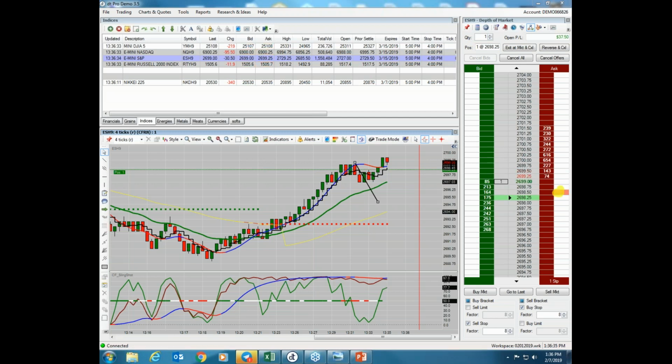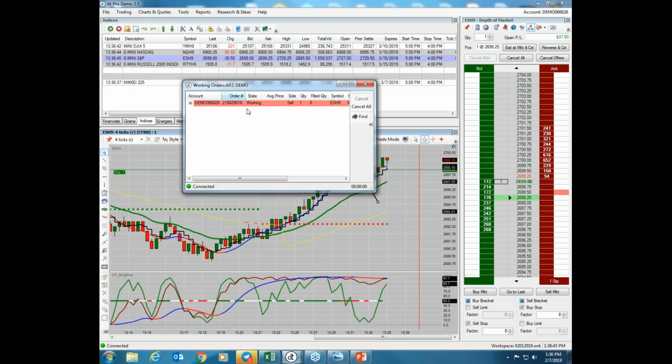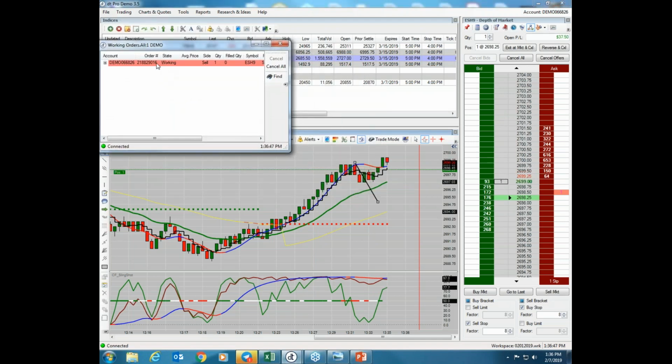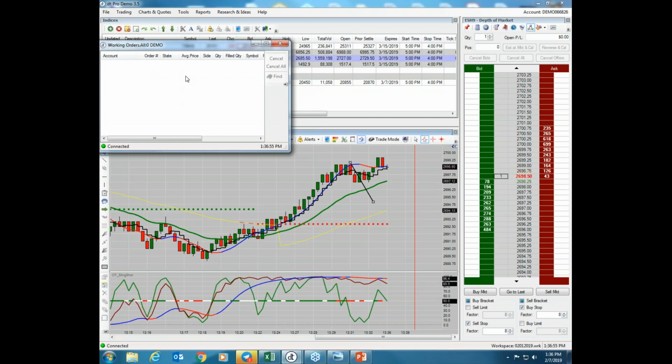You know, something else you guys should get in the habit of doing. See where it says trading up here? See where it says positions and order management? You really should have the working orders tab open. This will also tell you that you have a working order. Notice when that stop got executed, the working orders tab disappeared.